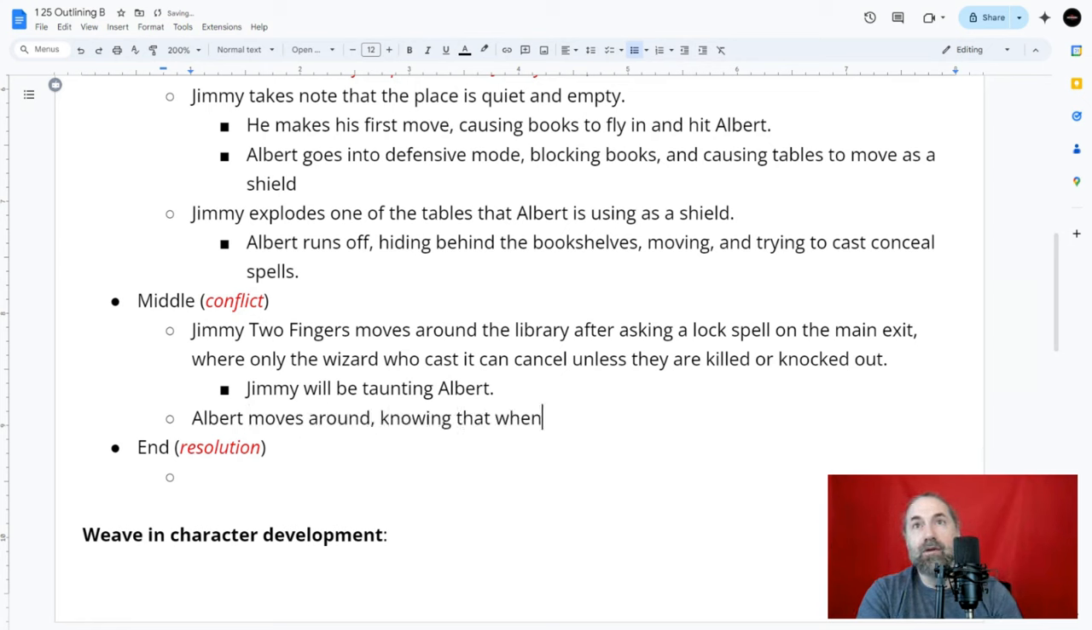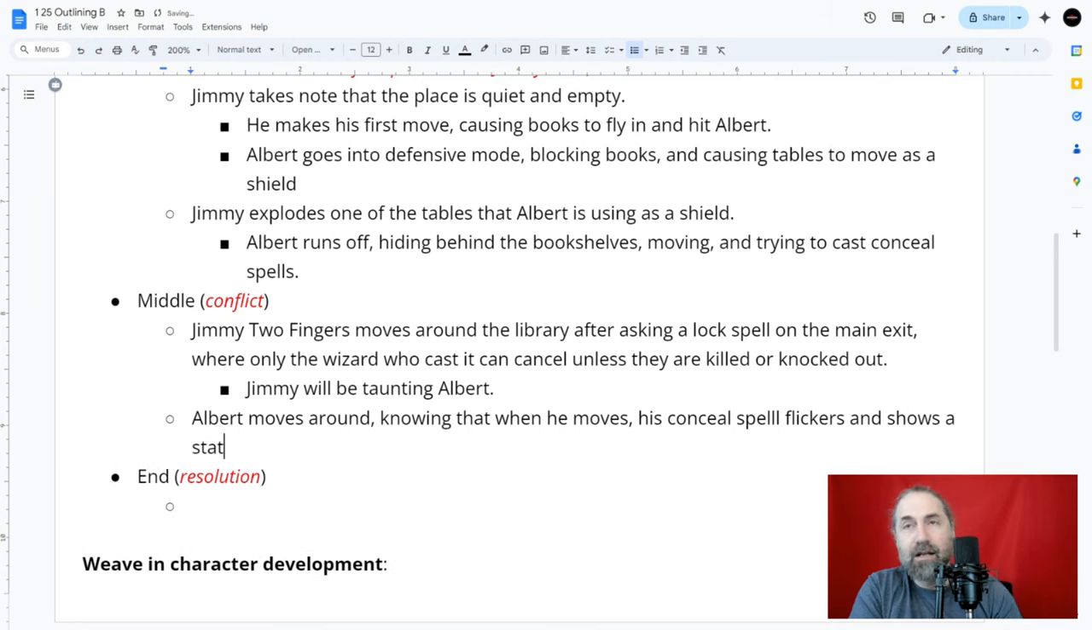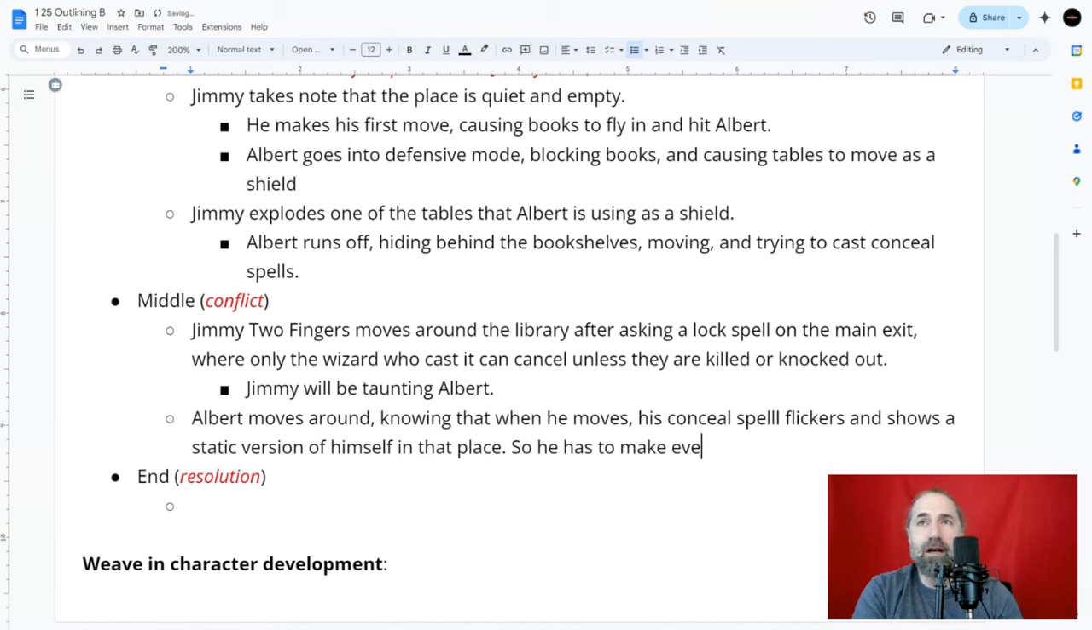All right. Now we got Albert moves around, knowing that when he moves, his conceal spell flickers and shows a static version of himself in that place. So he has to make every move count. All right.